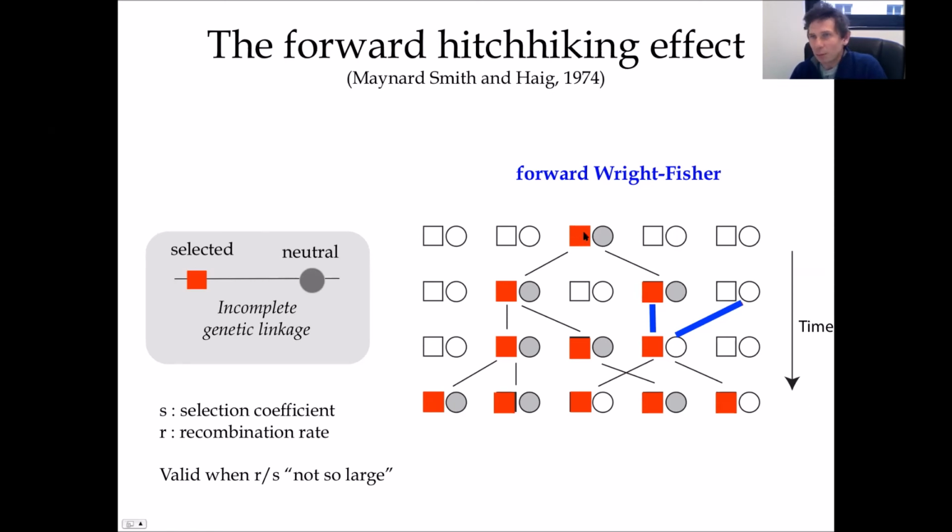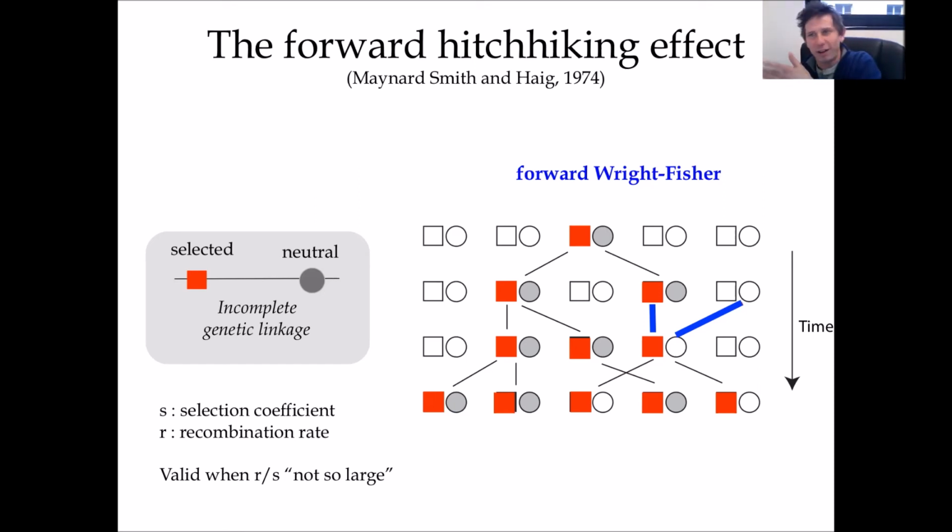And at some point, there is a beneficial mutation arising in that red locus. Because it's beneficial, assume it spreads among the population. What it will bring along with it is that gray circle that is physically linked with this red variant. So the gray circle will also spread with the selected variant, even though it has no effect on fitness. That's called the hitchhiking effect. So the neutral variant is hitchhiking on the selected variant. It works when the recombination rate relative to the selection coefficient is not very large.